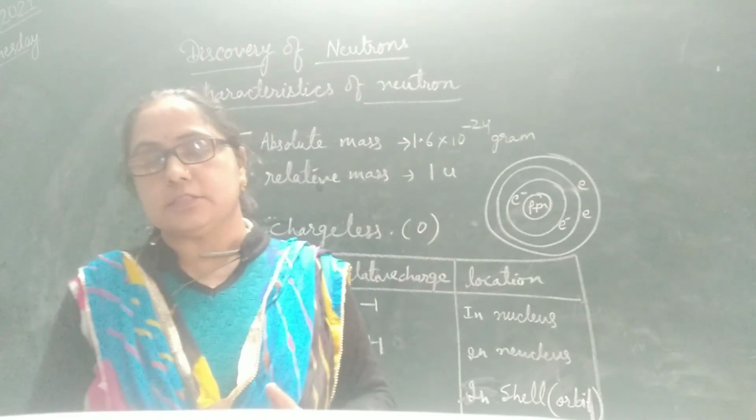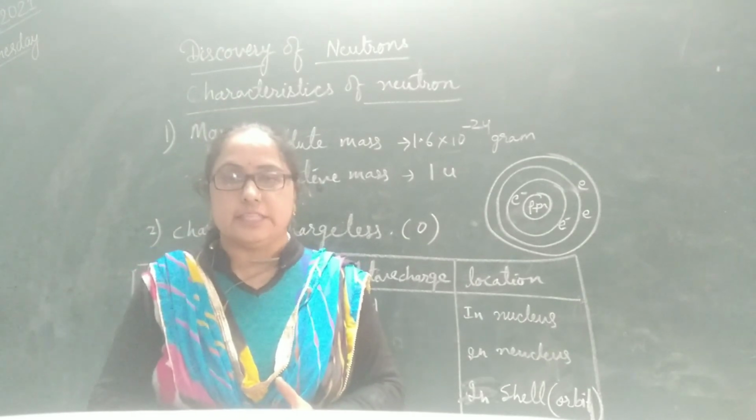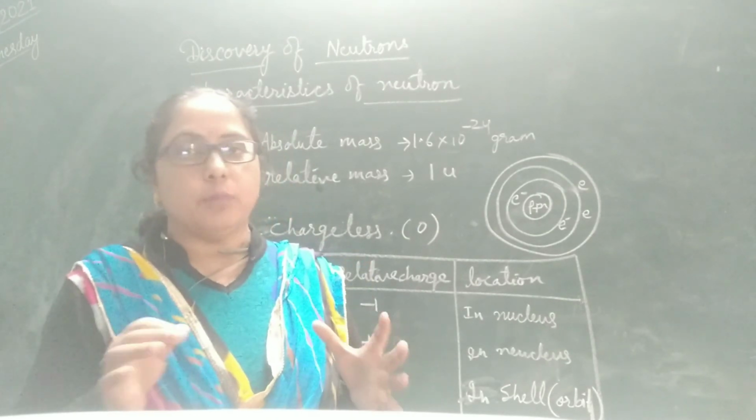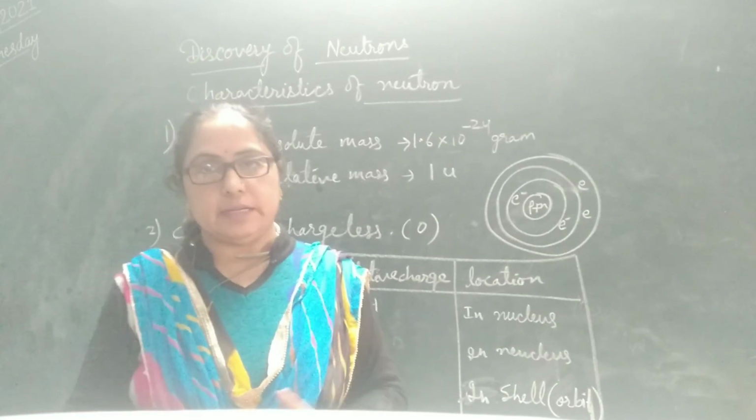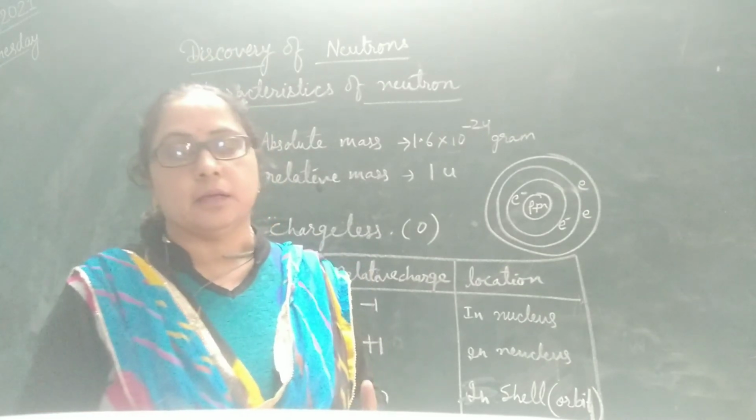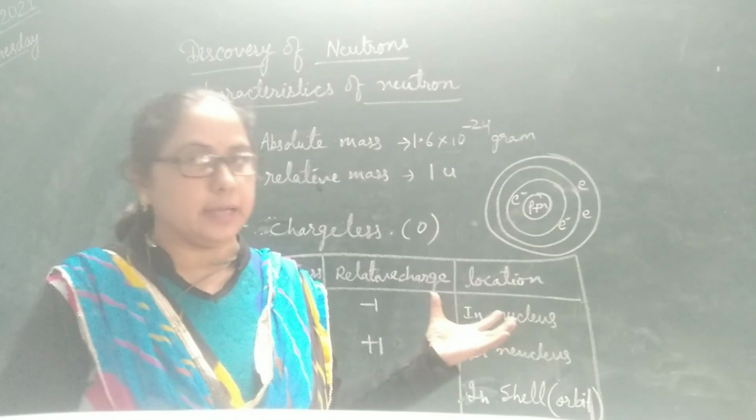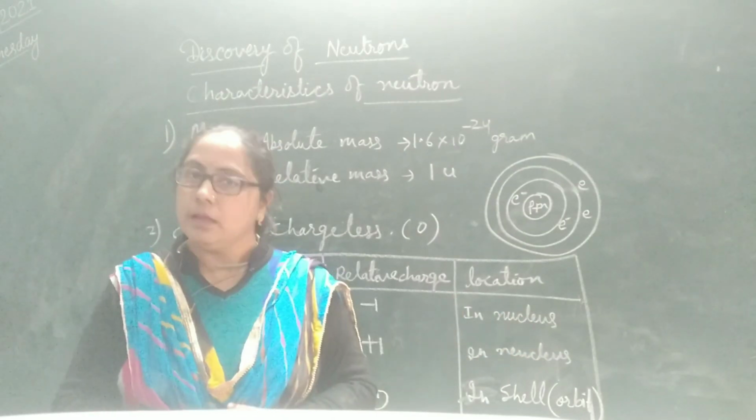For the first time, the scientist J.J. Thomson made a model, giving the structure of the atom, in which he told how these subatomic particles are arranged. This we will discuss in the next video.